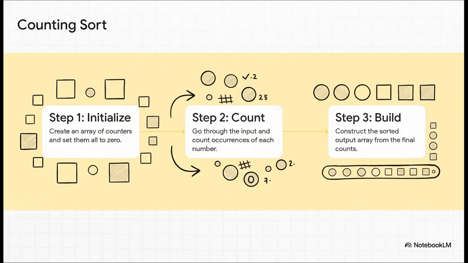It's basically a three-step process. First, you set up some empty slots to keep a tally. Step 2, you go through your messy input list and just count how many of each thing you have. And finally, you use those counts to build the final, perfectly sorted list.